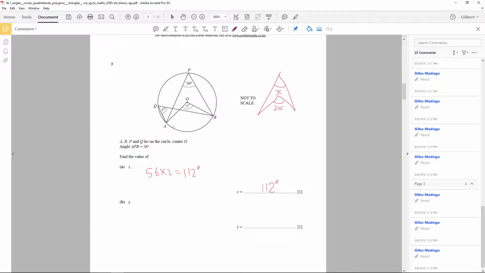Okay. For y, to find y, we will have to use your bow tie rule. Okay. So if this is, let's say, 56, then this angle here is 56.